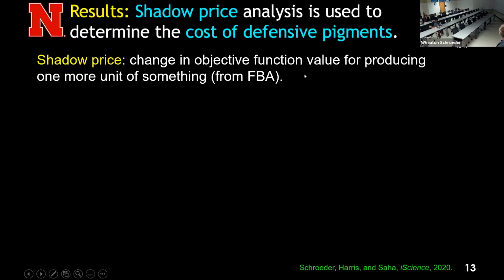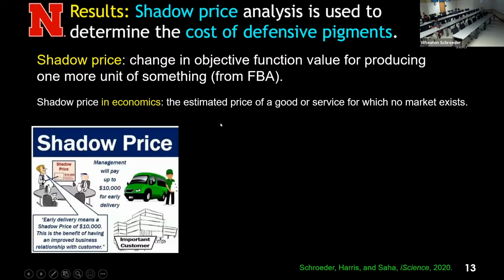So shadow price is going to be the change in objective function for producing one more unit of something. And in this case, that something will be a defensive pigment, such as carotenoids or melanins. Generally, you'll encounter the concept of shadow price in economics, which is defined as the estimated price of a good or service for which no market exists.